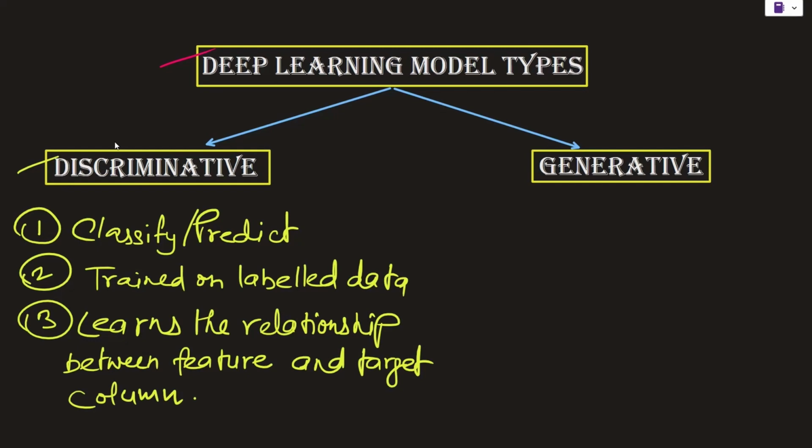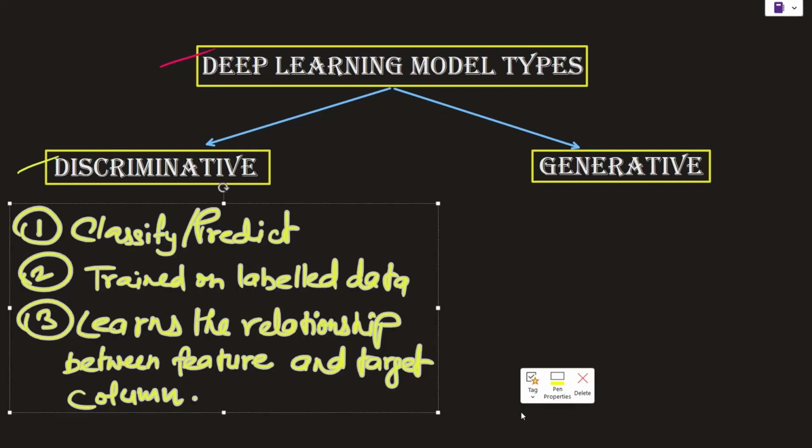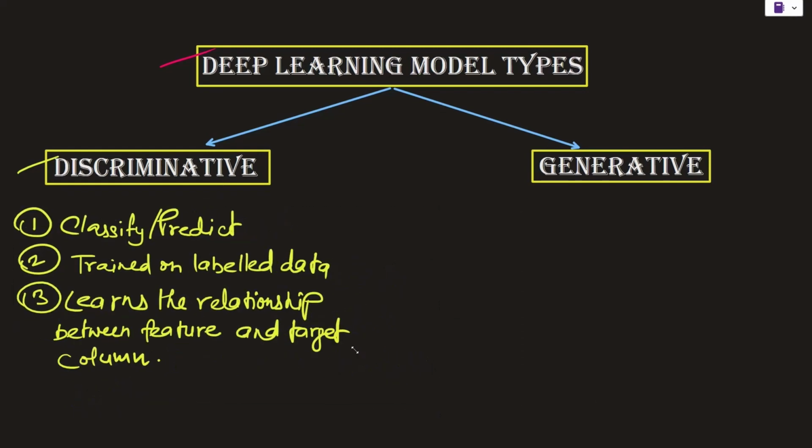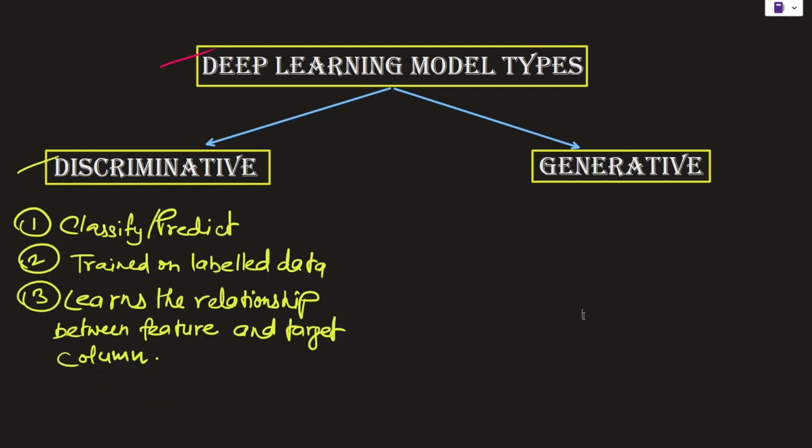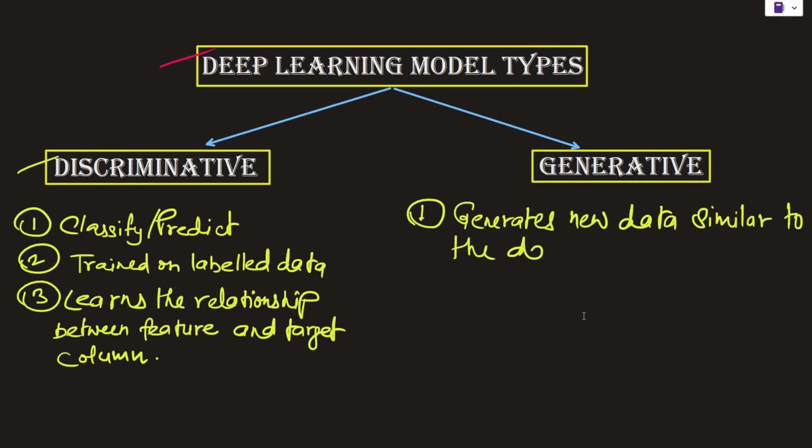So obviously, if you are familiar with the basics of deep learning and machine learning, then you will anyway be familiar with the idea of discriminative models. Now let's quickly also discuss generative models. These are the models that generate new data similar to the data used for training.